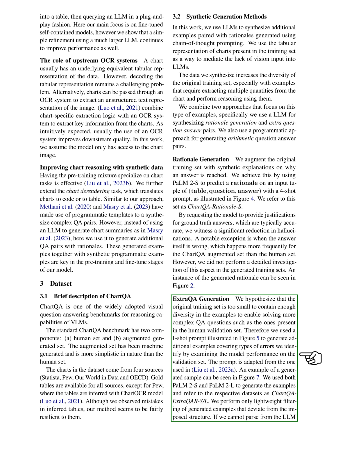To address the lack of diversity in the original training set, we generate additional examples using a 1-shot prompt. These examples cover identified errors from the model's performance on the validation set. We use PlotQA and PlotQL to create these examples, known as ChartQA Extra QARS-L. We lightly filter out examples that deviate from the intended structure but do not verify them for accuracy or fluency.